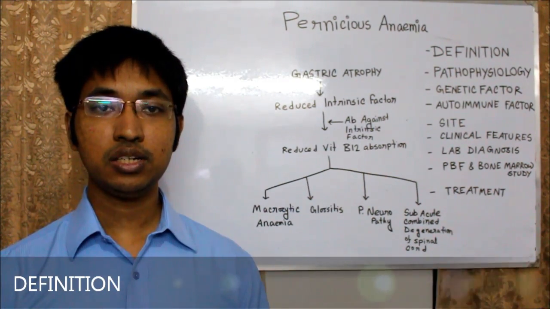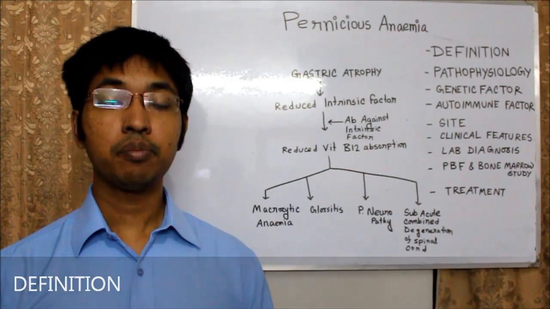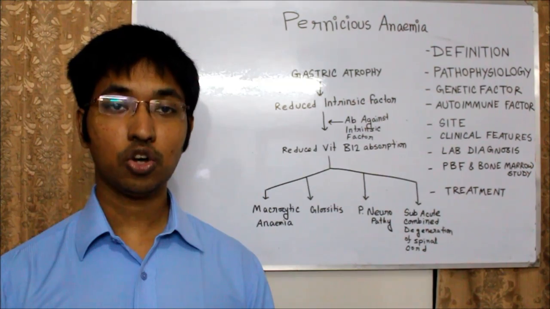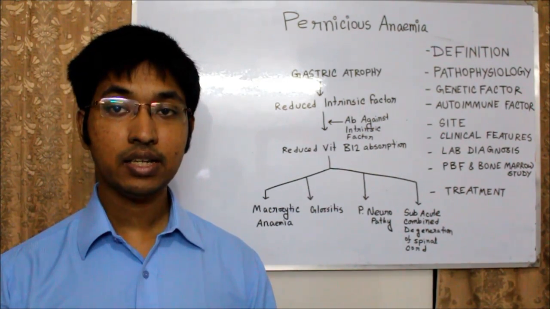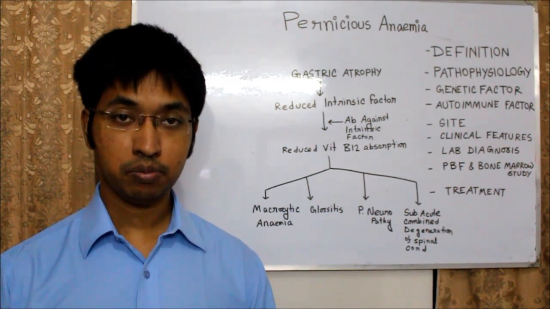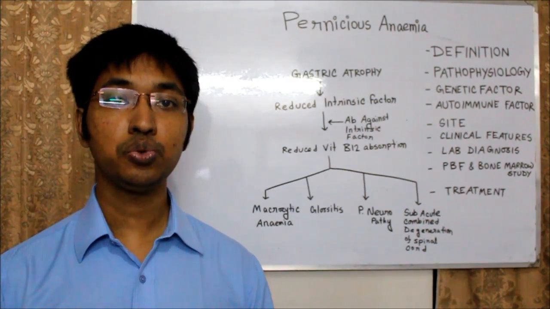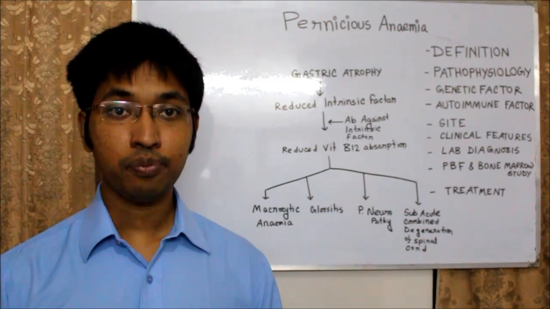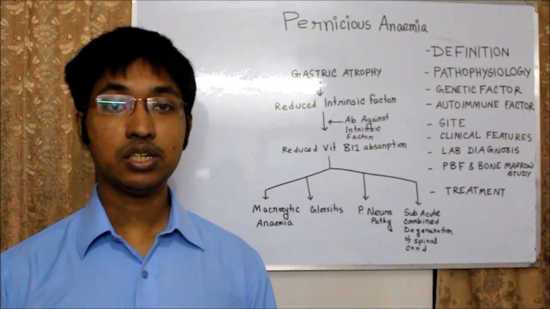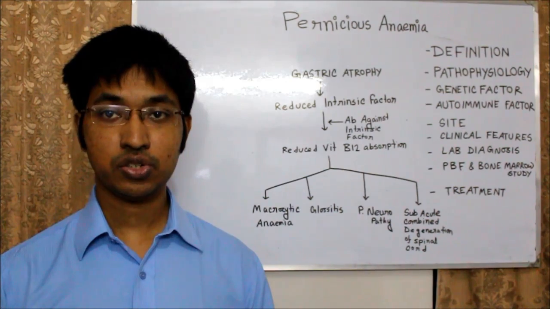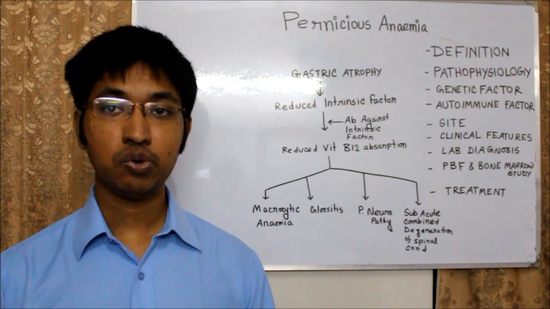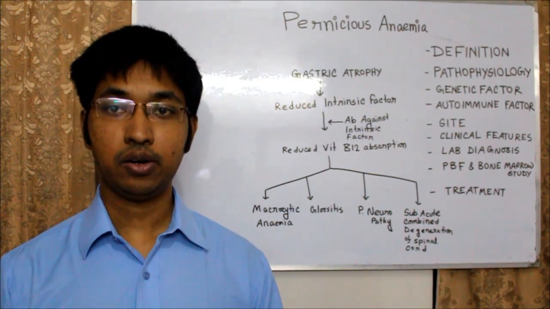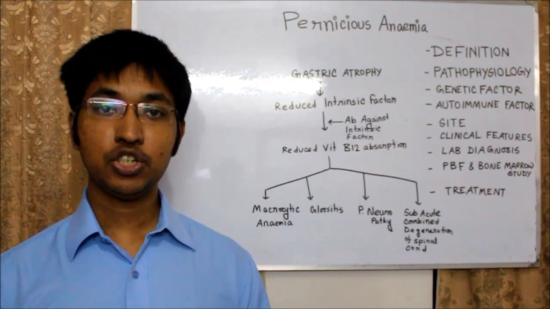So as written in your textbook, you will see pernicious anemia may be defined as a chronic disorder of middle-aged and old-age people due to autoimmune gastric atrophy of the parietal cell resulting in vitamin B12 deficiency. Okay, now don't get scared. I will repeat the definition and I will explain this definition line by line. Okay, so I am repeating the definition.